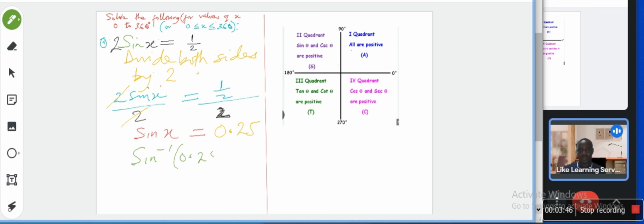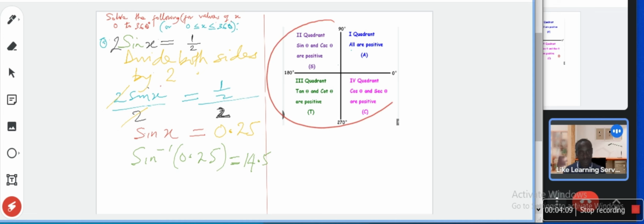Hold on. No. You do sine inverse of 0.25 to get the values of x. What is sine inverse of 0.25? 14.4, right? Yes, 14.4. Okay, but that is not all there is. There's more. Then you need to apply this thing. Let's talk about it.